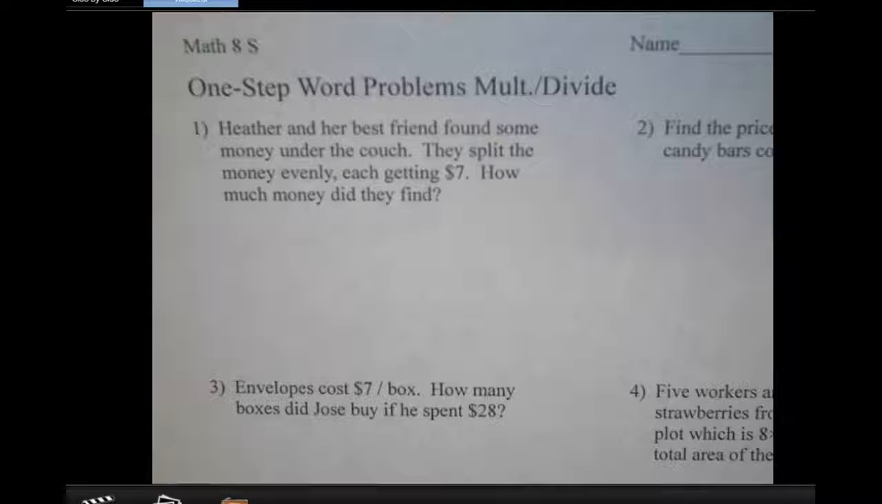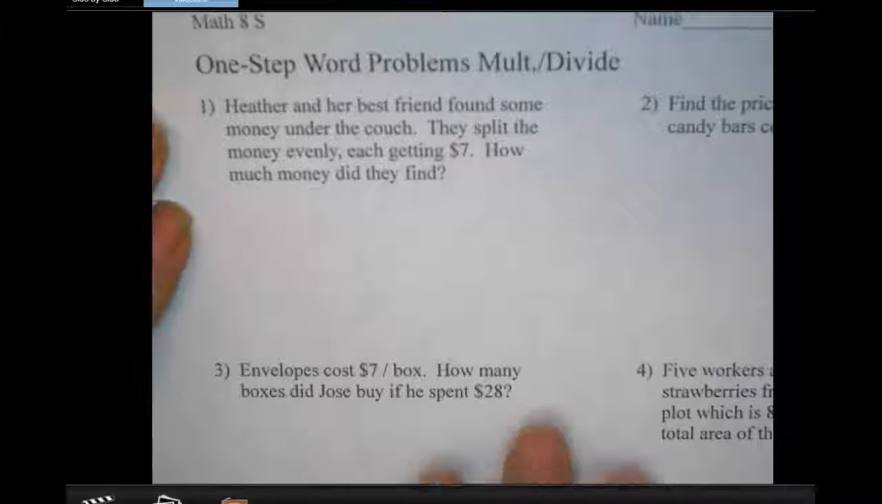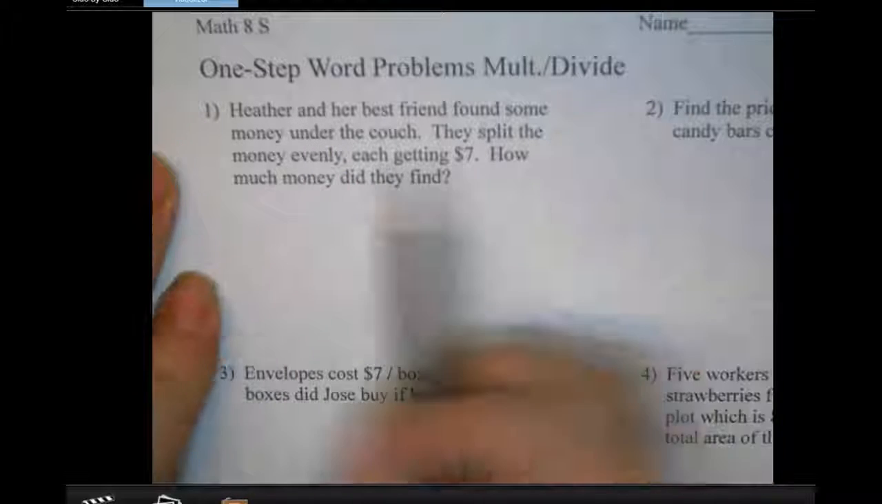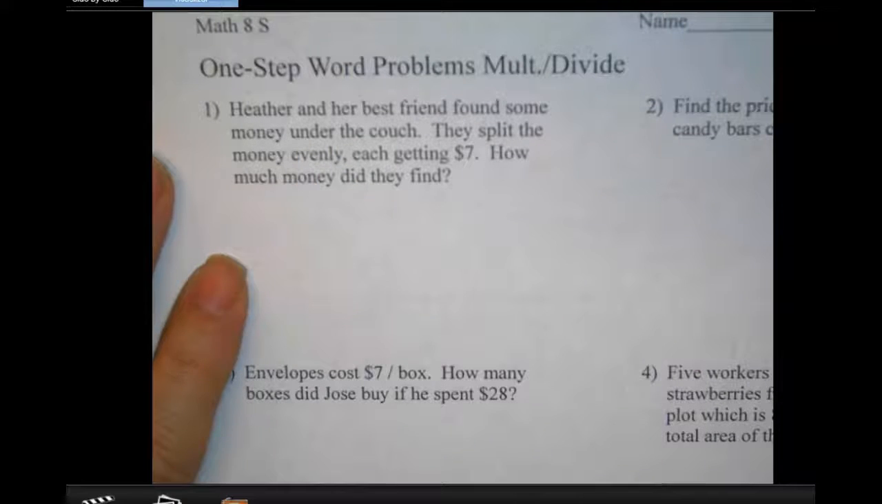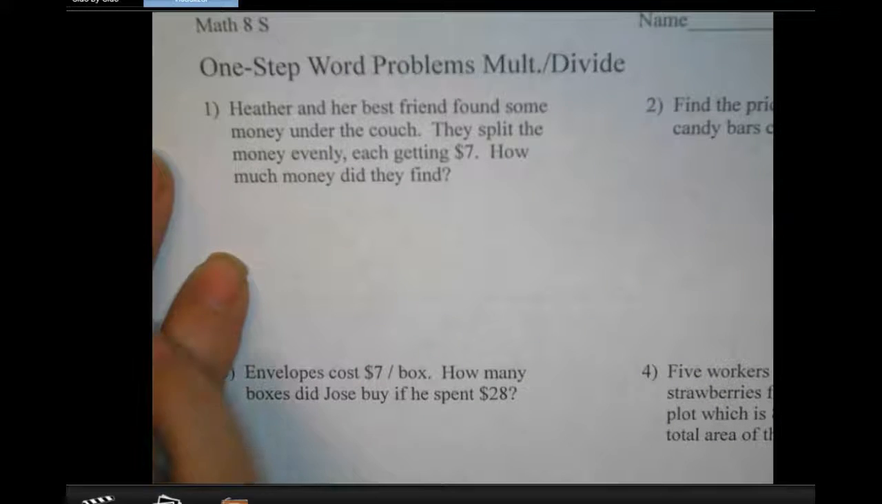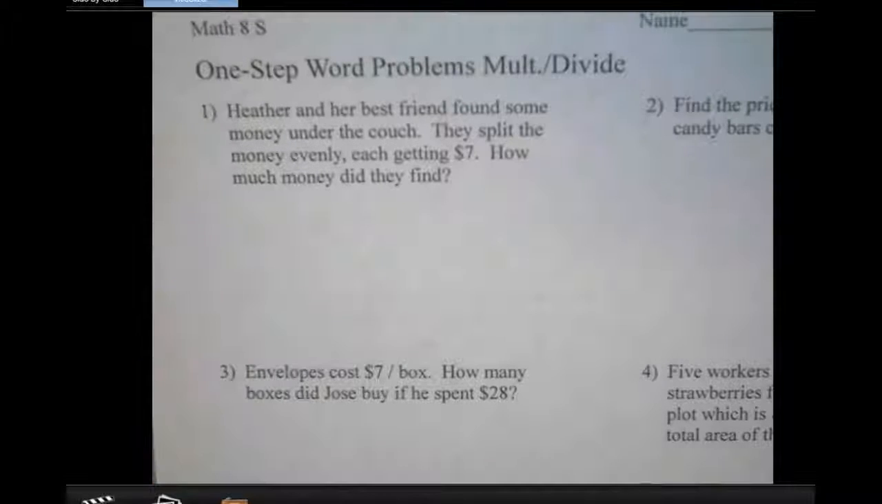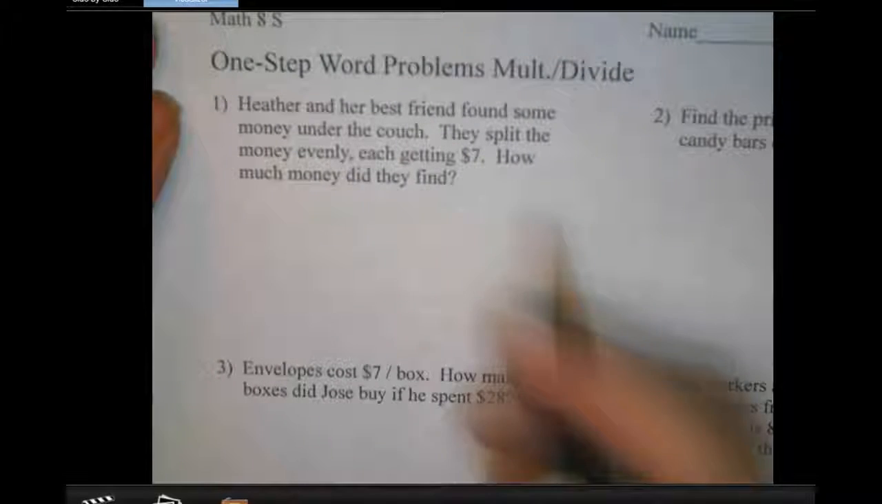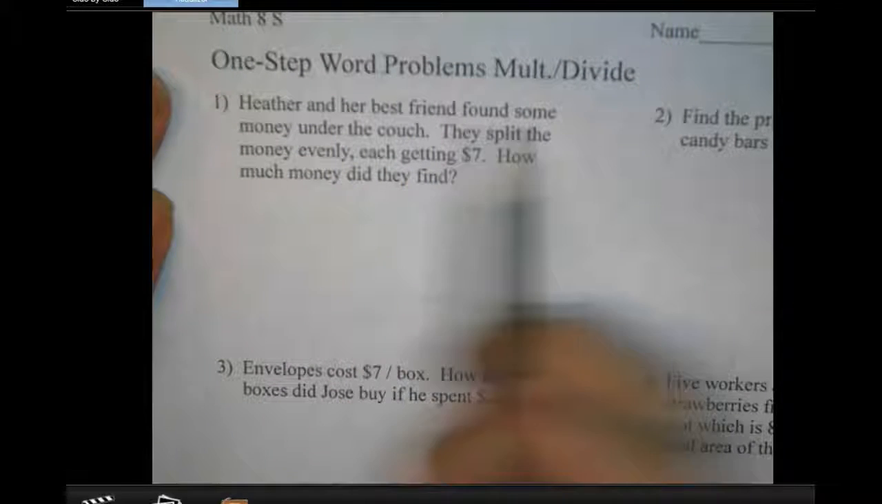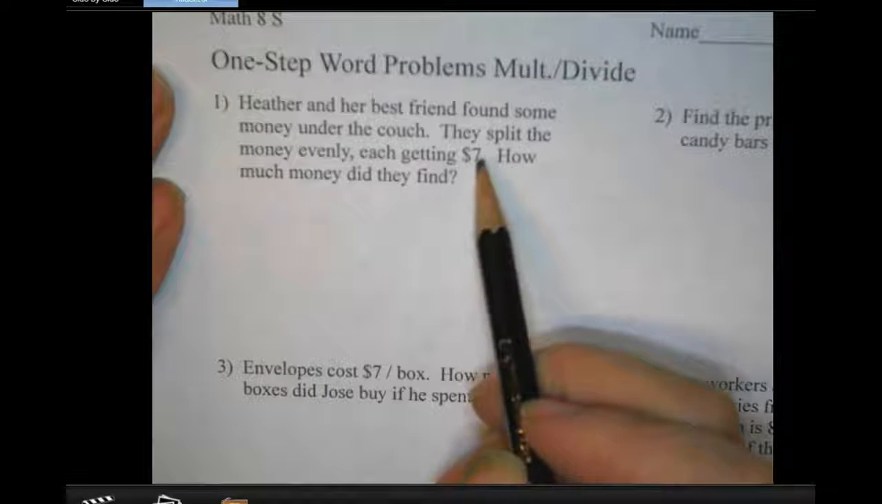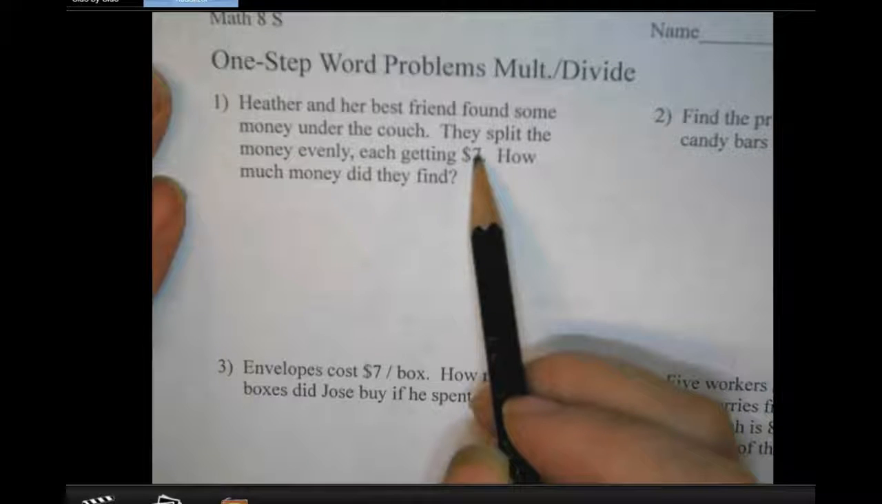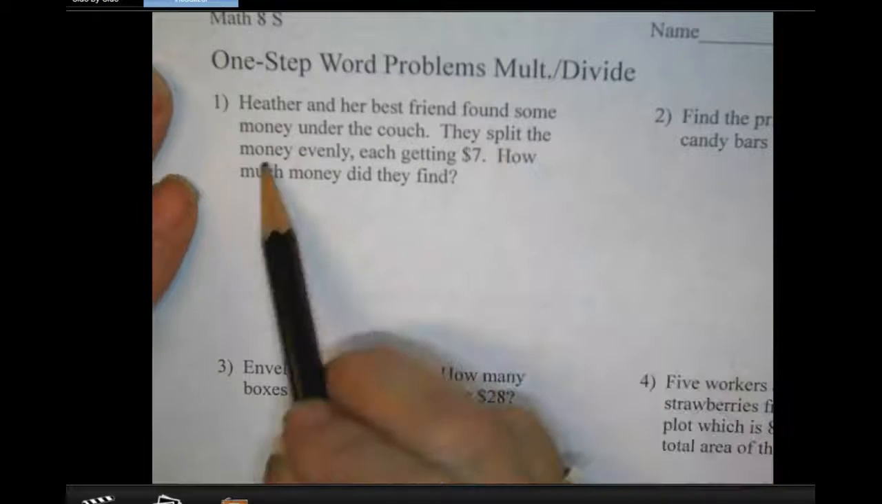Here we go. So, Heather and her best friend found some money under the couch. Isn't that cool when you find, huh? All right. So, let's finish up here, okay? So Heather and her best friend found some money under the couch. I wish I found money under the couch. They split the money evenly.